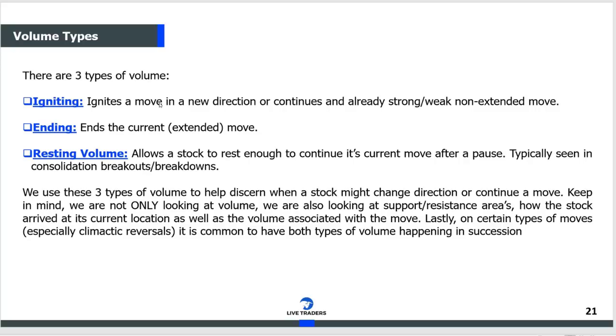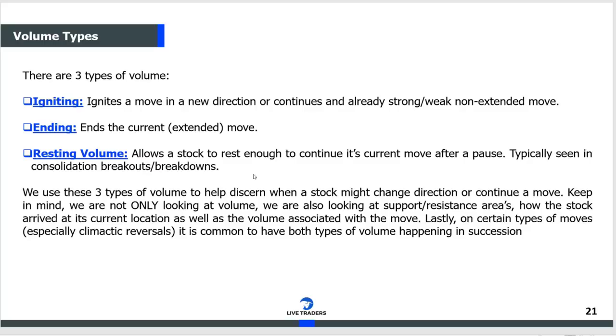Igniting ignites a move in a new direction or continues an already strong non-extended move. This is key. So igniting means it's a new direction or it's a continuation of a current direction, except the continuation of the current direction is a non-extended move, typically a lengthy consolidation, right? Typically a lengthy consolidation. Ending is simple. It ends the current extended move. That's key. The current extended move.